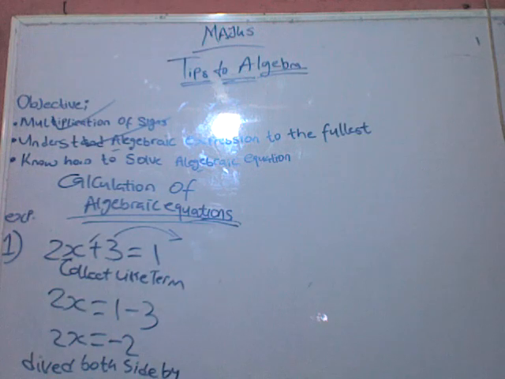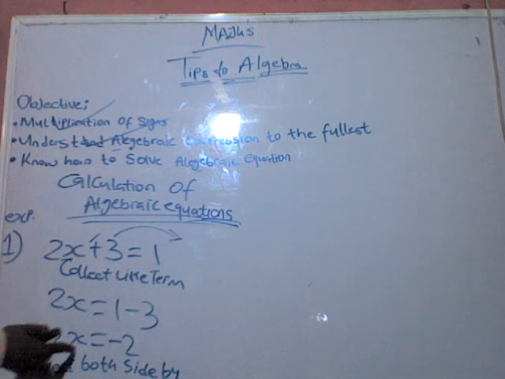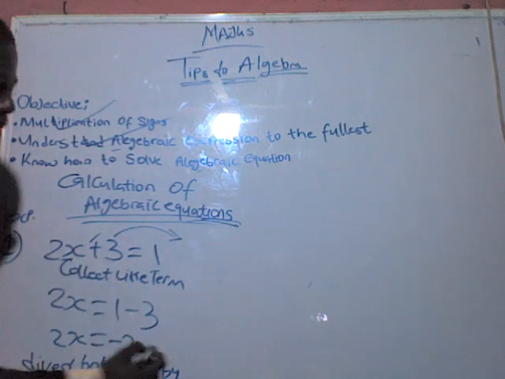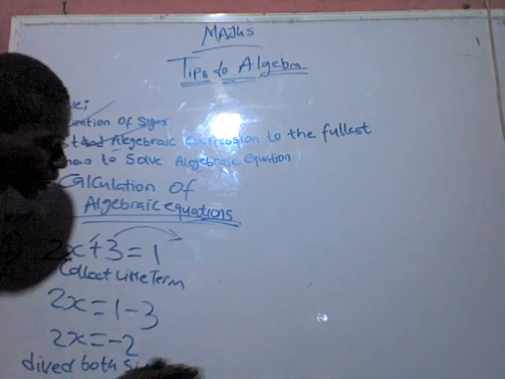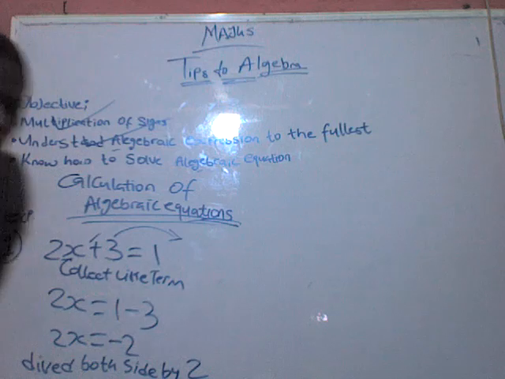Now to answer that question, we have to divide both sides by the coefficient beside x. And the coefficient is what? We have 2. So we are dividing both sides by what? 2. We are dividing both sides by 2.